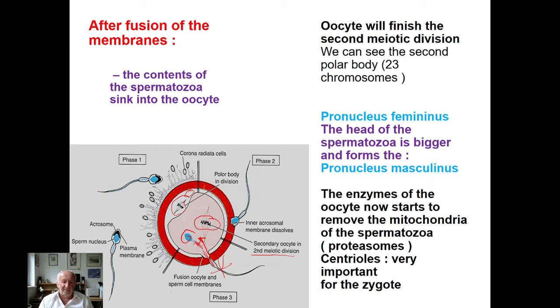In the oocyte will remain 23 chromosomes, each chromosome one chromatid. The sperm has brought 23 chromosomes, each chromosome one chromatid.